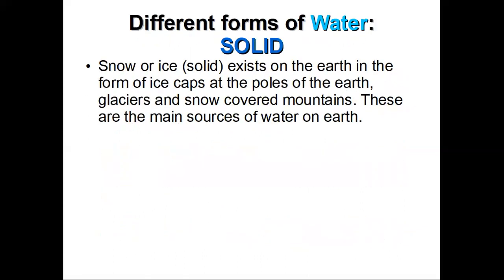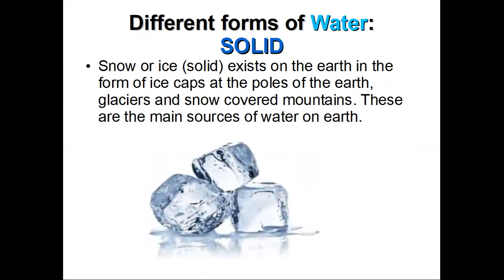Now, there are three different forms of water. First is solid. Snow or ice exists on the earth in the form of ice caps at the poles of the earth, the glaciers and snow-covered mountains, etc. These are the main sources of water on earth.